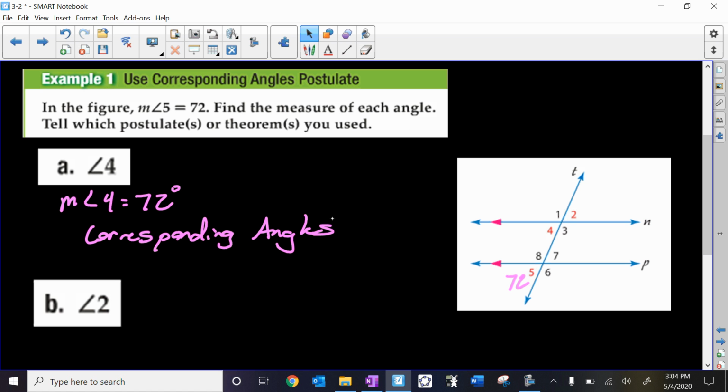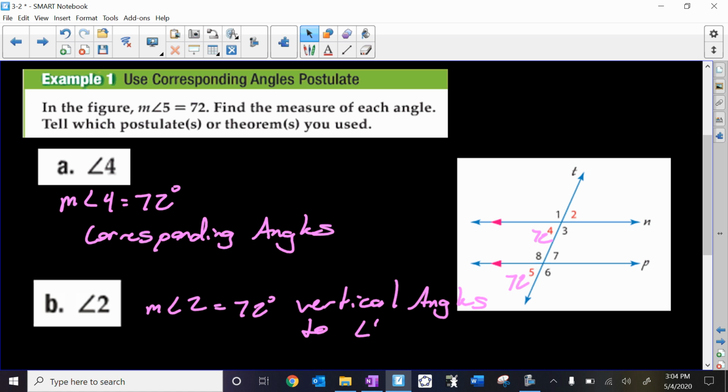Letter B, now I want to know what the measure of angle 2 is. Well, since now I know angle 4 is 72, because I just did that in letter A, I know that 4 and 2 are congruent because 2 and 4 are vertical angles. So we're going to say the measure of angle 2 is also 72 degrees because of vertical angles to angle 4.